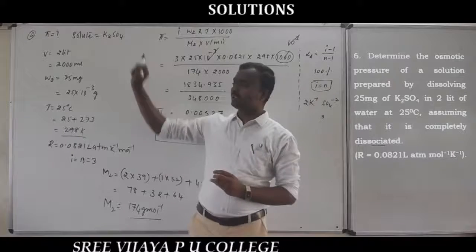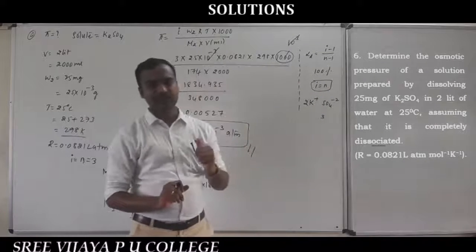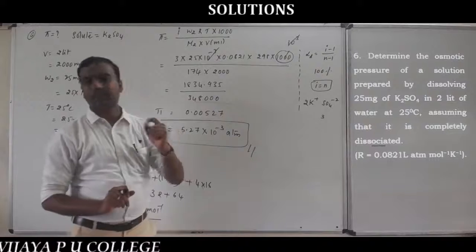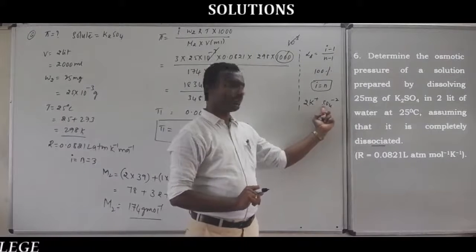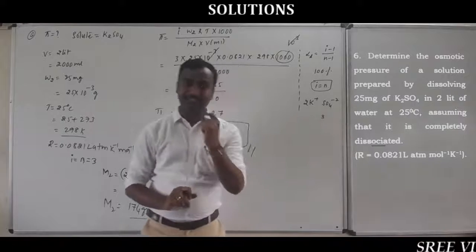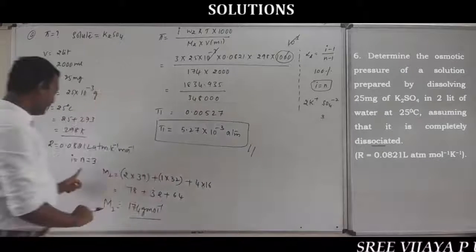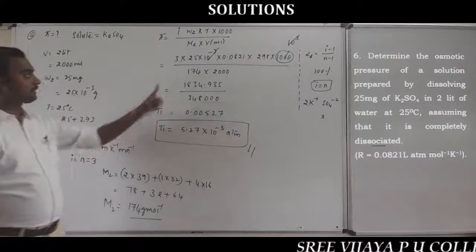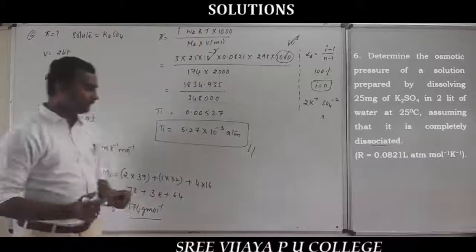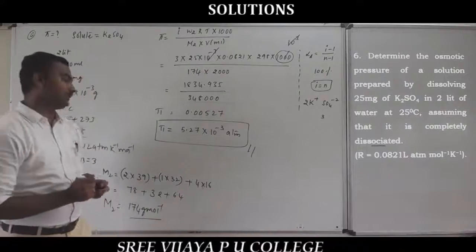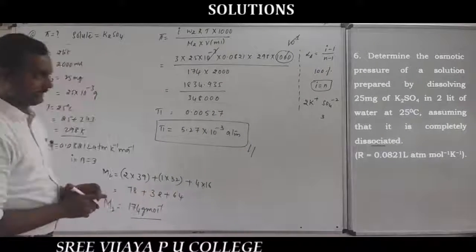When potassium sulfate undergoes dissociation, this is a very good salt actually. When it undergoes complete dissociation, that gives us 3 ions: 2 K plus ions and 1 sulfate ion. So the total number of ions is 3. They are considered as solute particles. Therefore i is taken as 3 here. After substituting the values of all these factors, we will get the pi value 5.27 into 10 power minus 3 atmosphere. So that's about problem number 6.